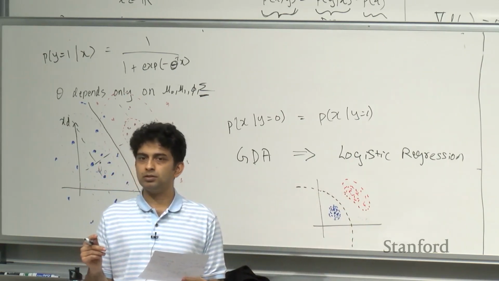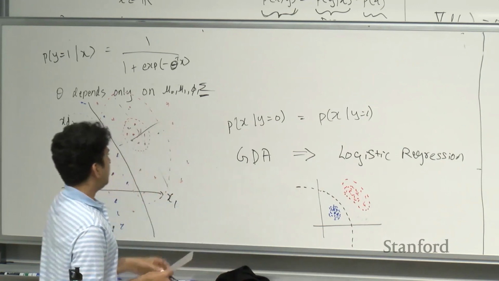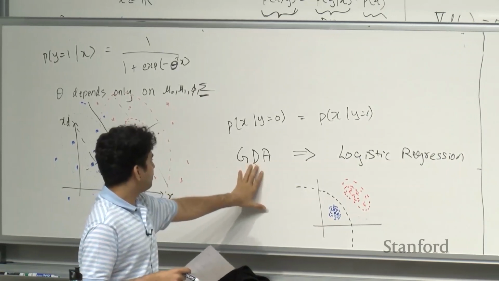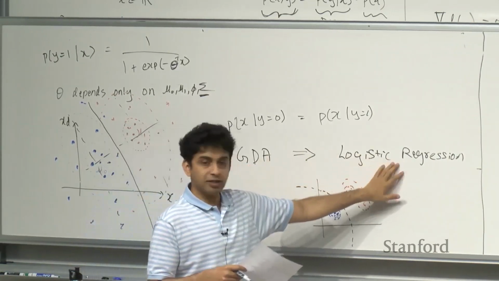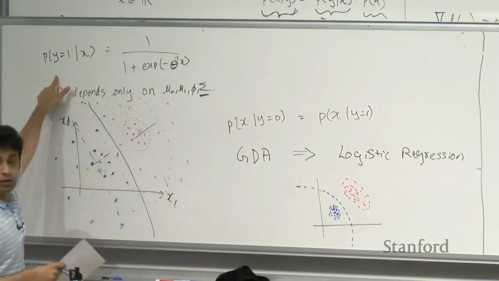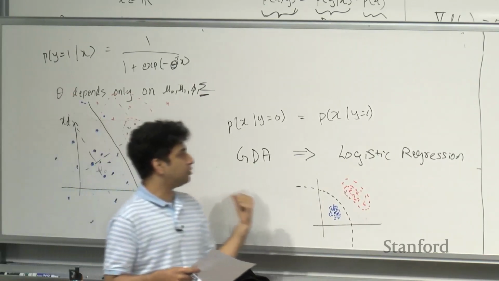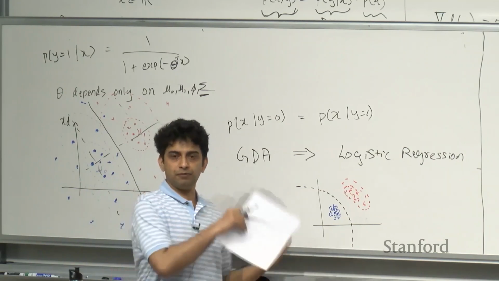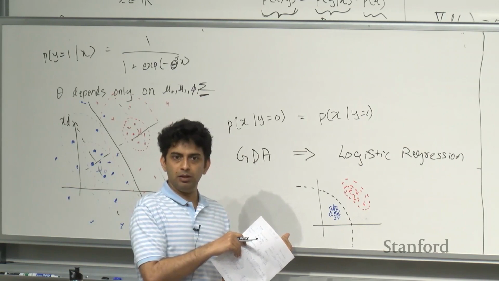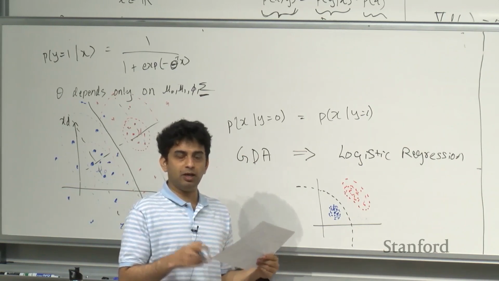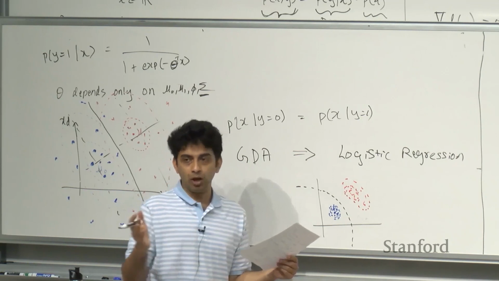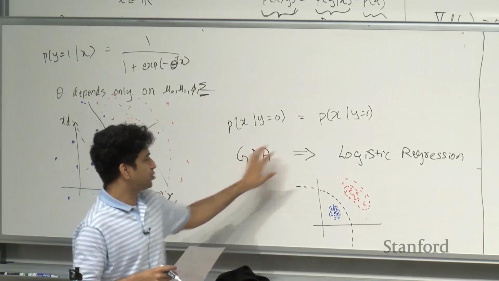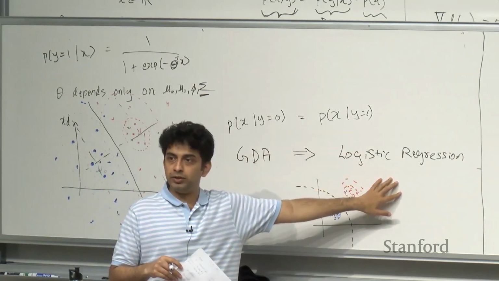Any other questions? Okay. So a given GDA model will uniquely determine a logistic regression model for its posterior distribution, whereas the converse is not true. If you have a logistic regression model, it may not be the posterior distribution of a GDA model, right? It need not be a posterior distribution of any model, or it could be a posterior distribution of some other model. Whereas if you have a GDA model, its posterior is always a logistic regression model, right?